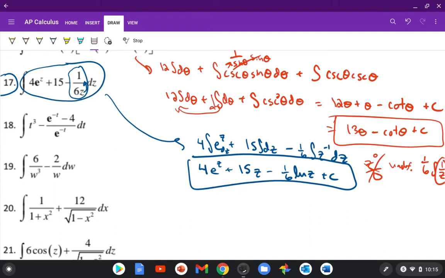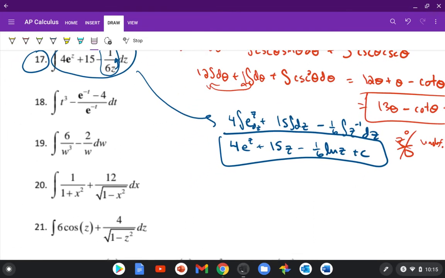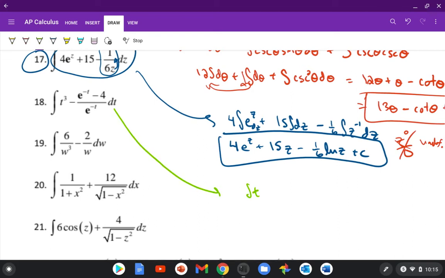All right, and then I want to do number 18 as well real quick. So this one, integral of t to the third dt. Now remember, this one has got to apply to both of these. So this is going to be minus integral e to the negative t over e to the negative t. The next term will actually become a plus because we got a minus, so plus 4, and then it would be integral of 1 over e to the negative t dt when you rewrite that one.